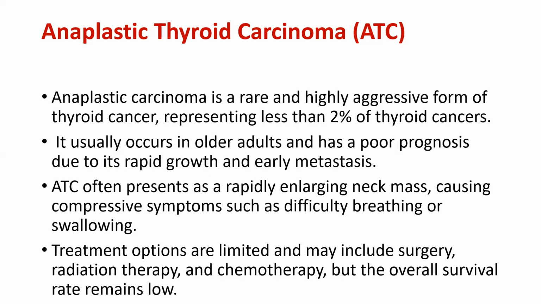Another one is called anaplastic thyroid carcinoma. This accounts for only 2% of thyroid cancer. It is a highly aggressive form of thyroid cancer, usually occurring in older adults, and it has poor prognosis compared to the other types of cancer because it has rapid growth and early metastasis. Often it presents with an enlarging neck mass, causing compression symptoms such as difficulty in breathing and swallowing. The treatment options may include surgery, radiotherapy, and chemotherapy, but the overall survival rate remains very low compared to the other types of cancer.